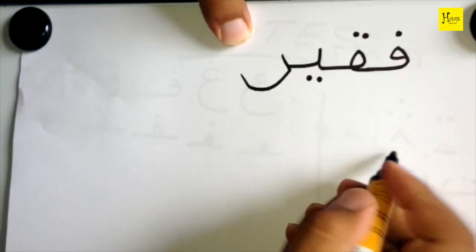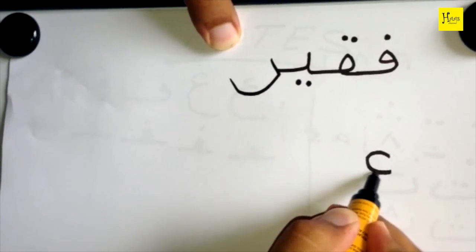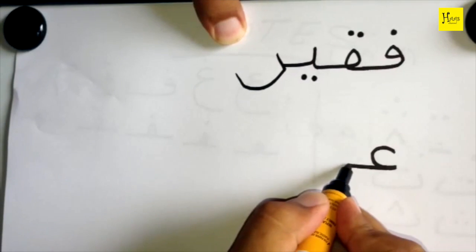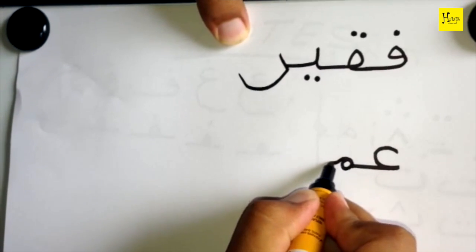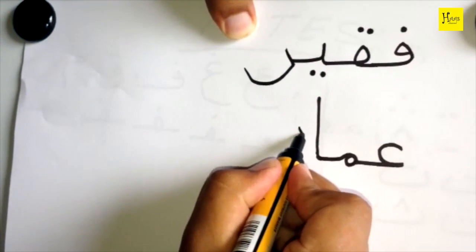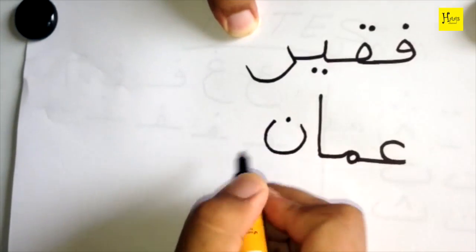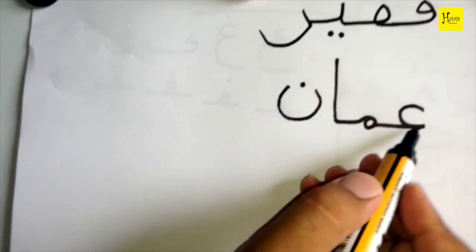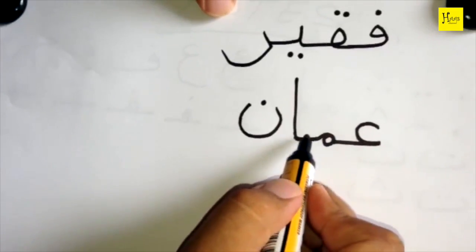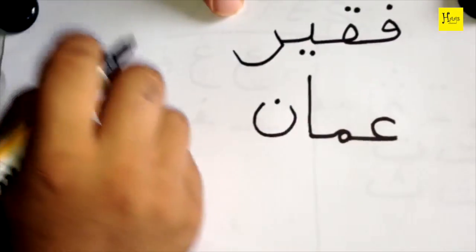Okay, let's use another word, Oman. Oman, it's like the country. So we start with the Ain in the initial position, then Mim, then Noon, Oman. So we start with Ain initial position, then Mim medial position, Alif, Noon, Oman.